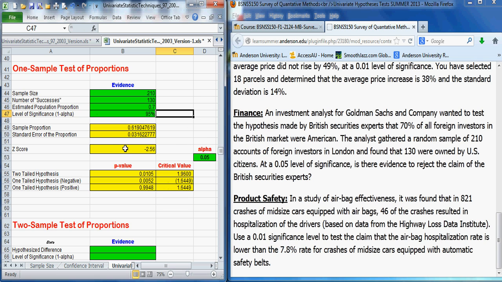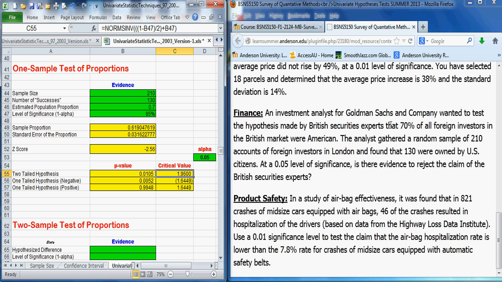And what do we see? We have a negative z-score of minus 2.56. Again, because we have no direction, it's a two-tailed test. Our critical value is plus or minus 1.96. That value is less than the z-score, so we would reject the null there. Second, the p-value 0.0105 is less than 0.05. We would reject the null.